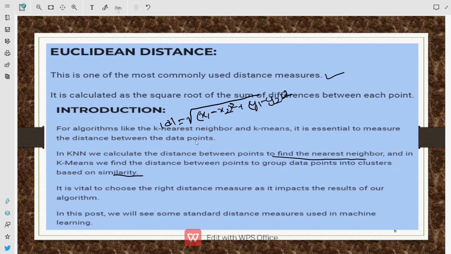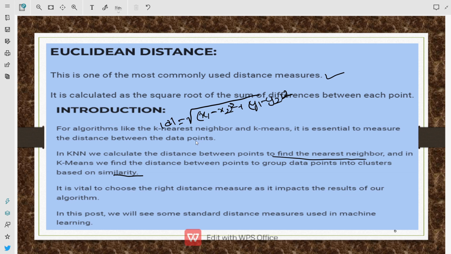It's vital to choose the right distance measure as it impacts the results of our algorithms. As we know, in machine learning we have to get accuracy. So when we choose the correct algorithm for solving our problem, in that case we'll get more accuracy.